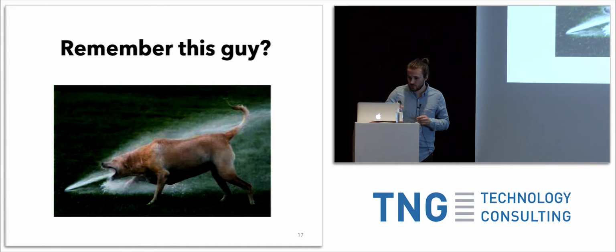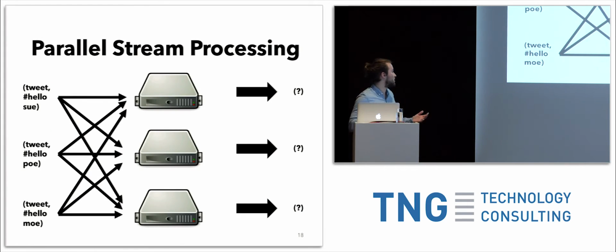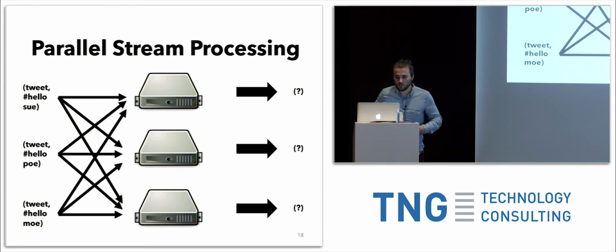But then, remember this guy? The data that is arriving is way too big to be processed on just one machine. So what you ideally want to do is parallel stream processing. Let's say you have a cluster of machines sitting around, say 3 servers, and there are tweets coming in. Then you would have a system that cleverly distributes the work to these machines so that you can produce results. And that's basically what a parallel stream processing architecture is.